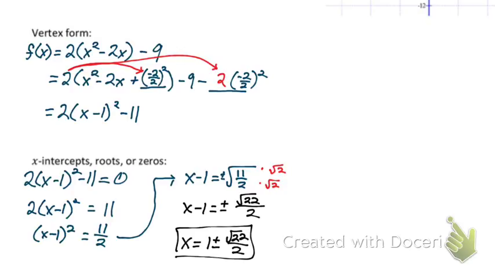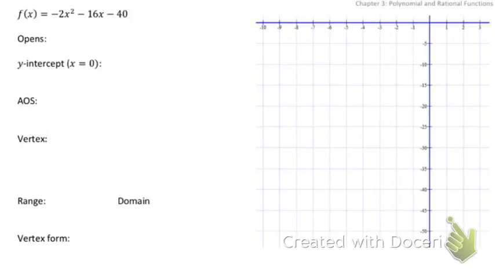All right, we're just going to do one more pretty quick. Since we do have shortened classes, I got to get through it. All right. We have negative 2x squared minus 16x minus 40. It opens down, and it opens down because we have that negative 2. That negative 2 tells me it opens down.